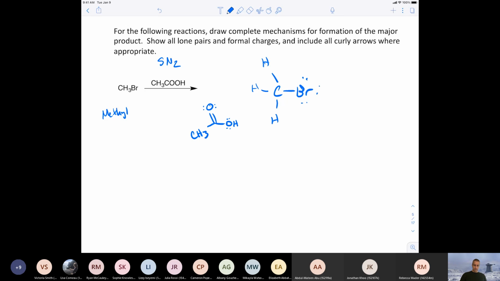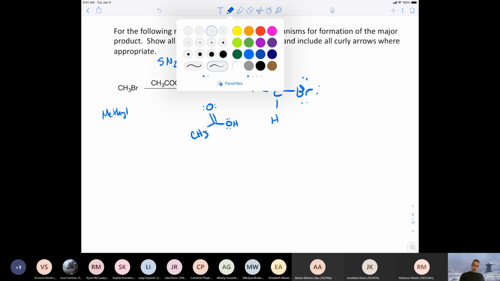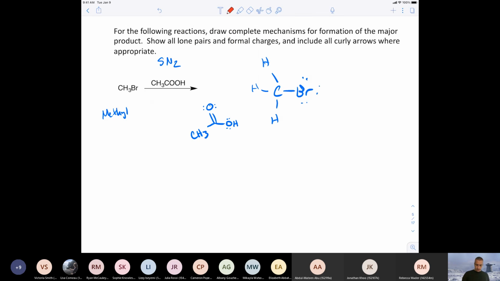Like this. And we need a pair of electrons to attack here. Go with red again. And we're going to take our OH, oxygen lone pairs, and do our SN2.